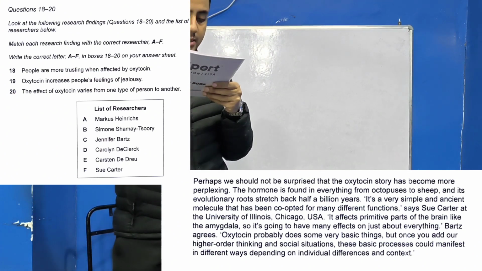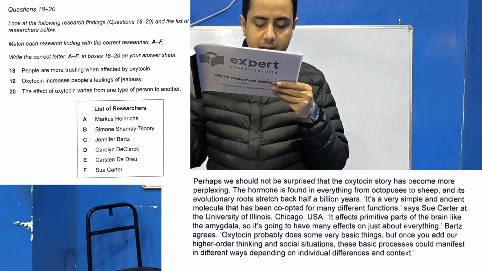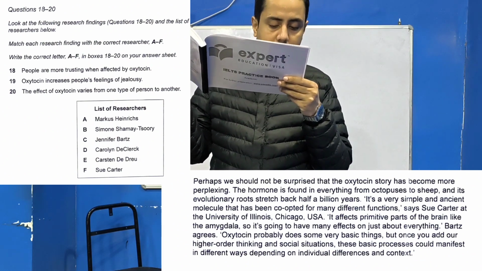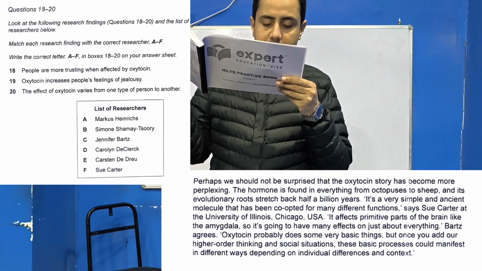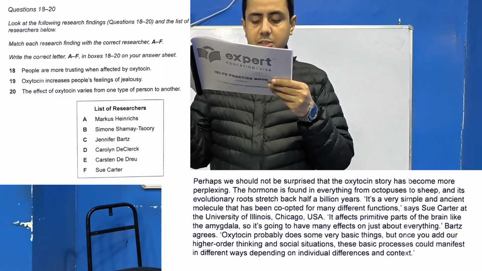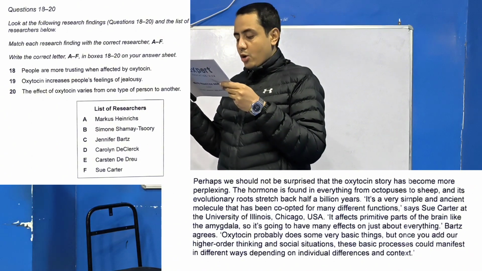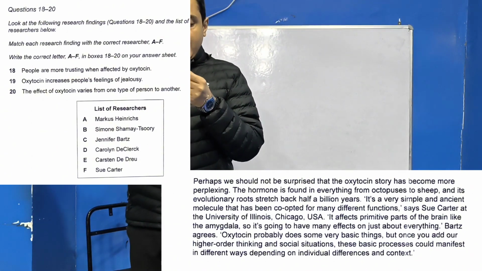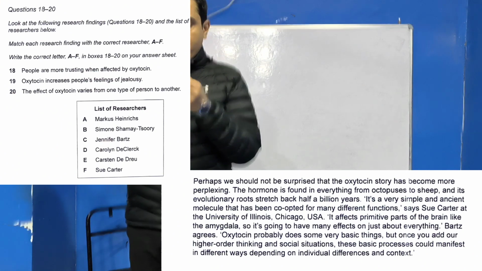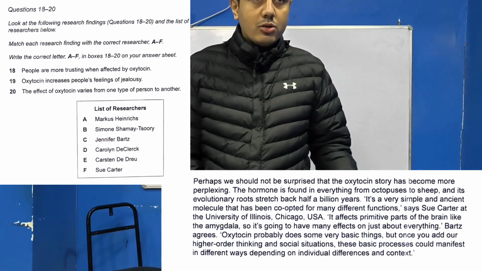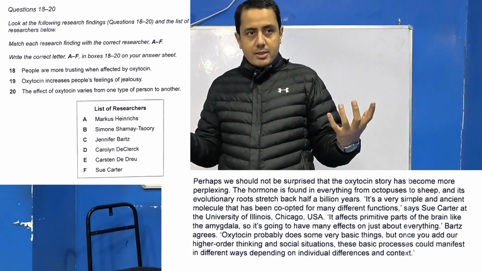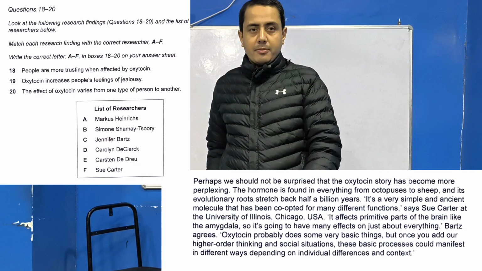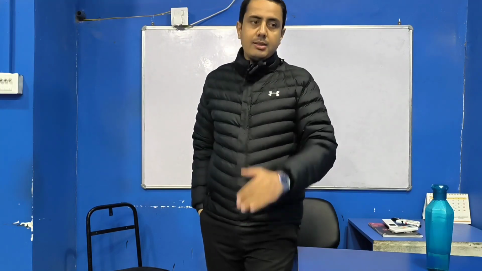Barnes agrees. Oxytocin does some very basic things, but once you add our higher order thinking and social situations, these basic processes, now look at that part, could manifest, means the outcome of this part, in different ways depending on individual differences and context. So, depending on individual differences, the effect can also be different. That is what number 20 is saying. So, number 20, the answer is C.